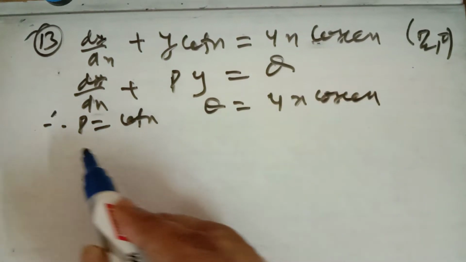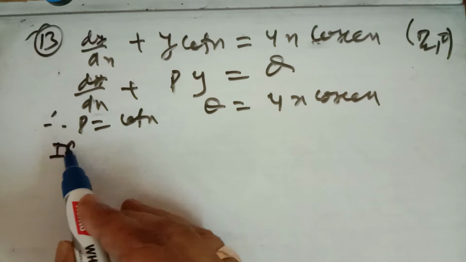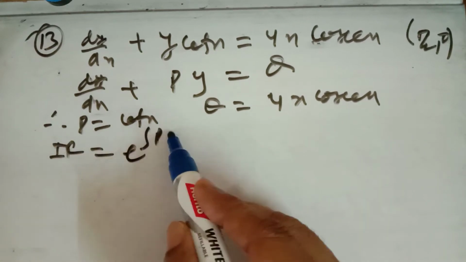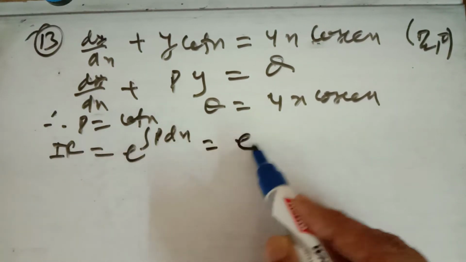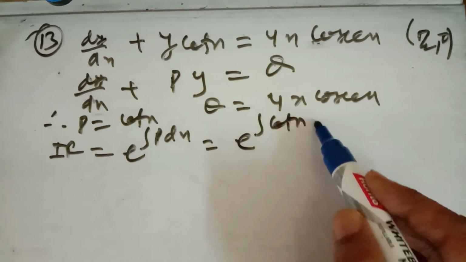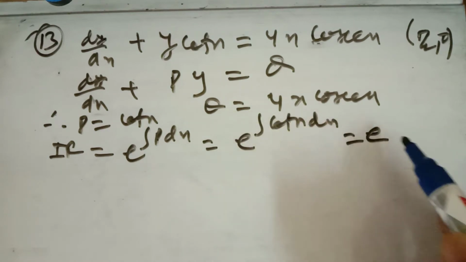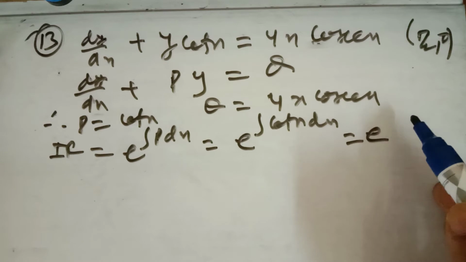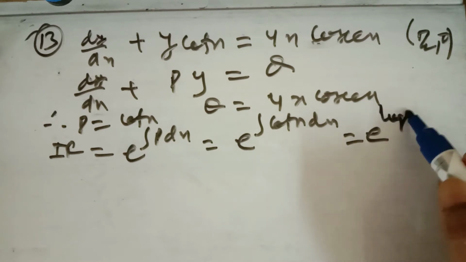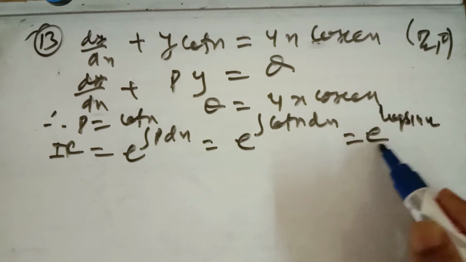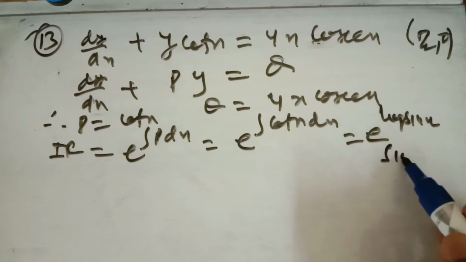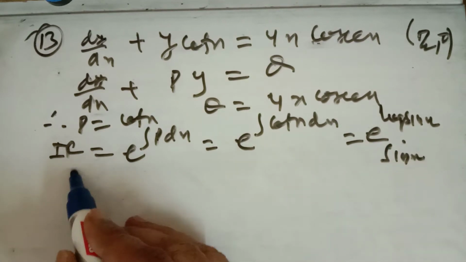So it is a linear differential equation where the integrating factor is e to the power integral of P with respect to x. So e to the power integral of cot x with respect to x, and the integral of cot x is log sin x, and e to the power log sin x is equal to sin x. So this is the value of the integrating factor.